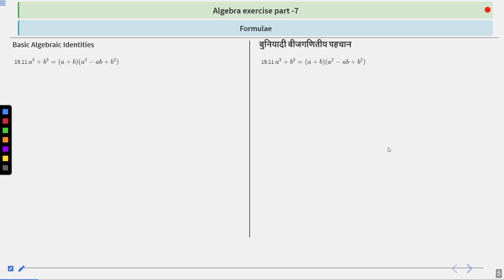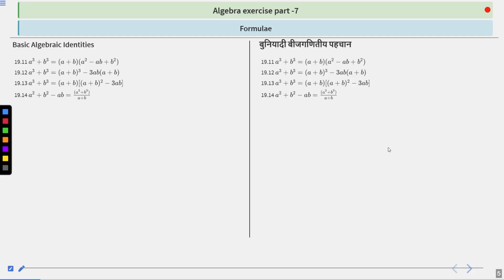Next one we have a cube plus b cube is equal to a plus b into a square minus ab plus b square. Then we have a cube plus b cube is equal to a plus b's whole cube minus 3ab into a plus b. Next one is a cube plus b cube is equal to a plus b into a plus b's whole square minus 3ab. Next one is a square plus b square minus ab is equal to a cube plus b cube upon a plus b.